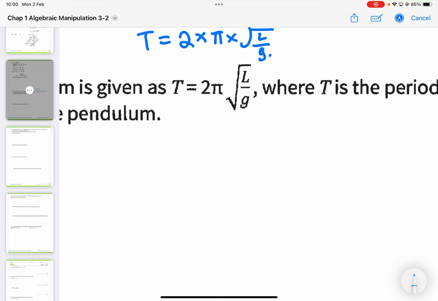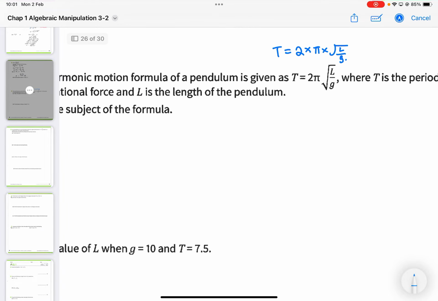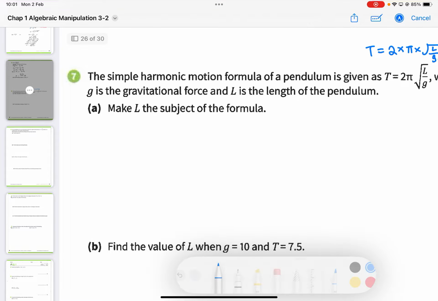Then, what I want as subject is L. So I want to, as much as possible, keep the L term or the square root containing the L term by itself. Make L the subject means finally my answer is L equals to something. So I want to keep L terms by itself. So how do I move from like that to like that? That is your challenge.